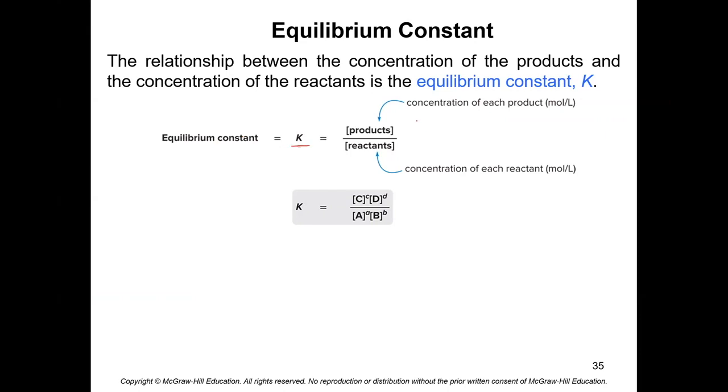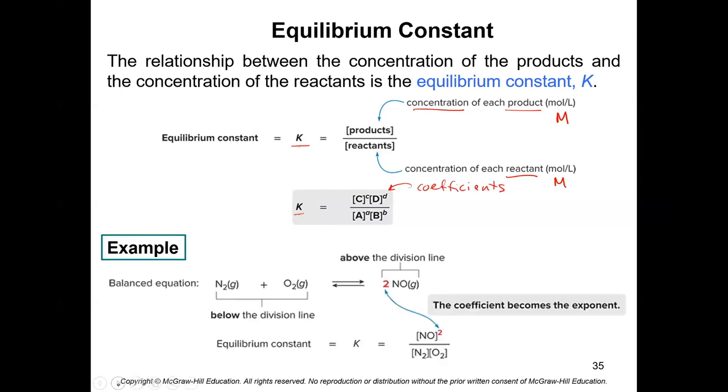Okay? And we define this as the concentration of products in moles over liters, or molarity. That concentration divided by the concentration of each reactant, okay, also in molarity. Okay, so we have products and we have that divided by reactants. So here, our capital K is our equilibrium constant. Our capital letters are going to be our compounds, and the superscripts here are going to be the coefficients. So I'm going to show you an example here.